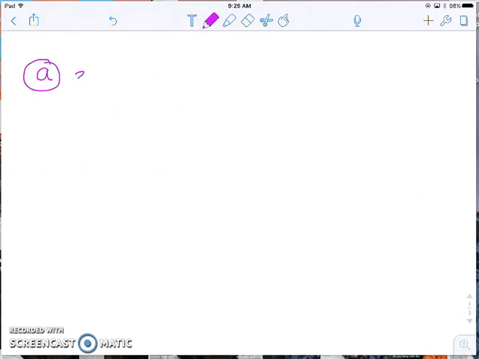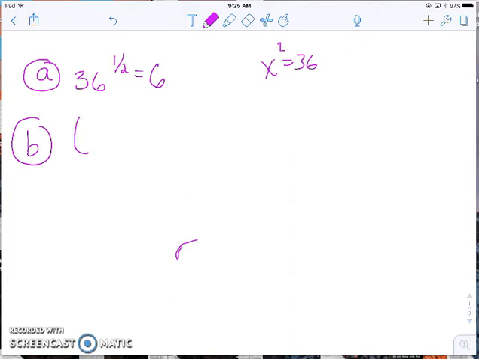For example, 36 to the 1/2. So this is one of those powers that we need to know. So we should be thinking, what number squared gives us 36? So that's 6. We should also be able to evaluate some like 1 over 27 to the 4/3 power.